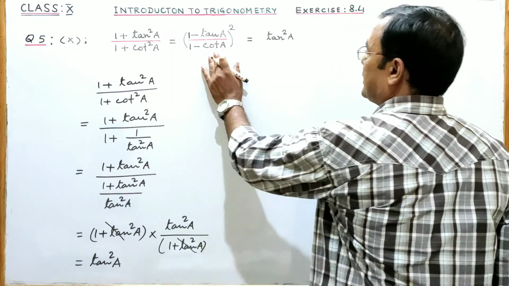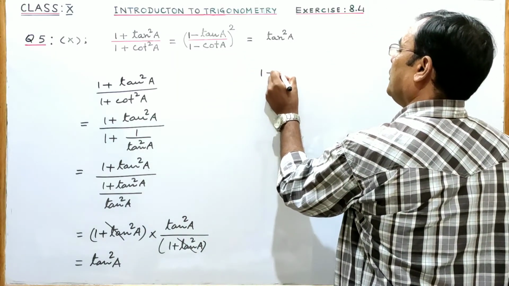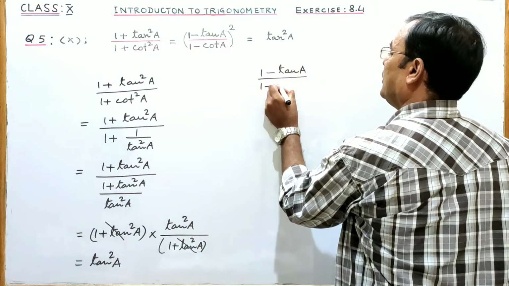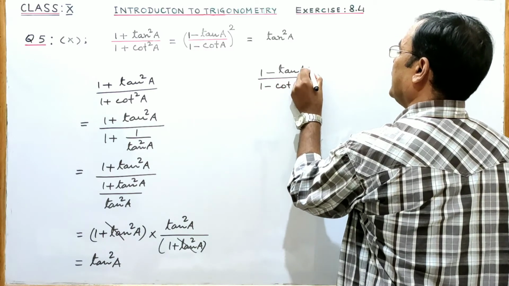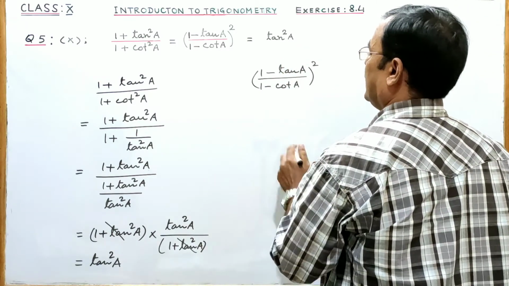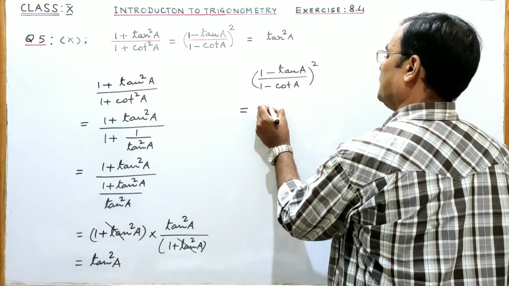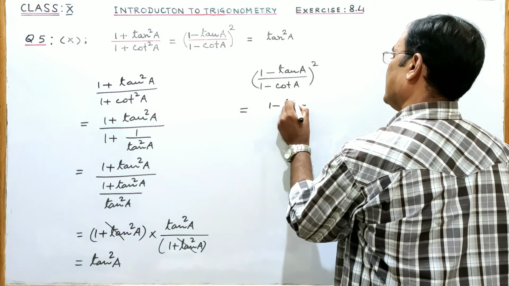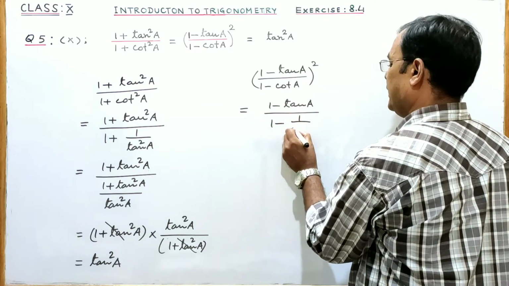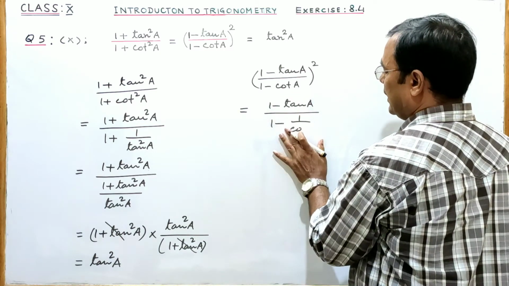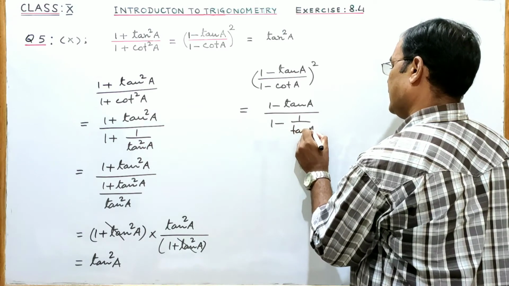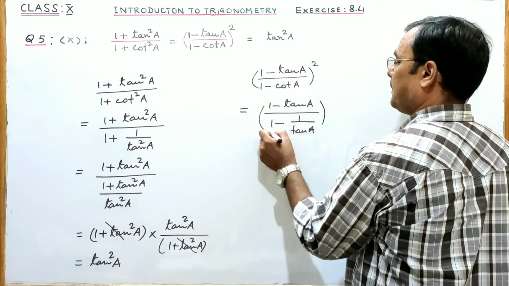Now we will simplify this second part. 1 minus tan a by 1 minus cot a whole square and prove it equal to tan square a. So this is equal to 1 minus tan a by 1 minus 1 by cot a, we will write 1 by tan a. So 1 by tan a whole square.